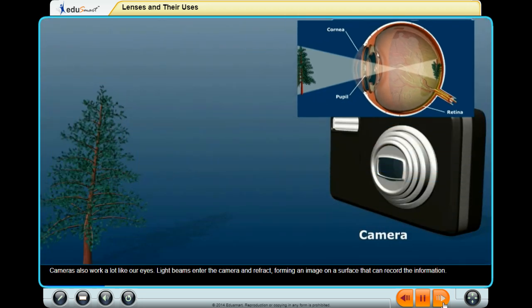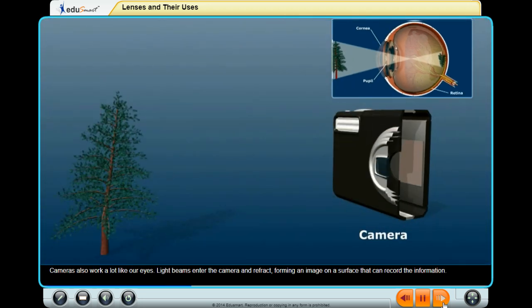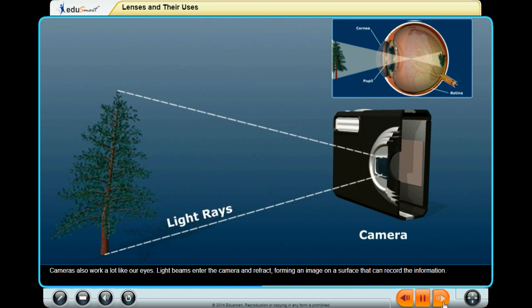Cameras also work a lot like our eyes. Light beams enter the camera and refract, forming an image on a surface that can record the information.